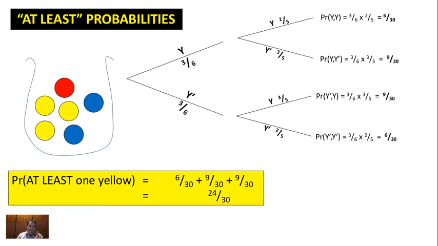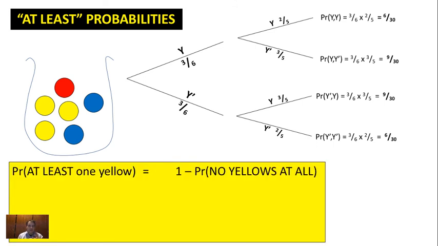But if you do it the smart way, you can say the probability of at least 1 yellow is 1 minus the probability of no yellows at all, because it's either got to be at least one yellow or none at all. So those probabilities have got to add up to 1. And then we've only got to subtract one thing, because the probability of no yellows at all is just the single event where we get not a yellow and not a yellow. So that's 1 minus 6/30, which again is 24/30.